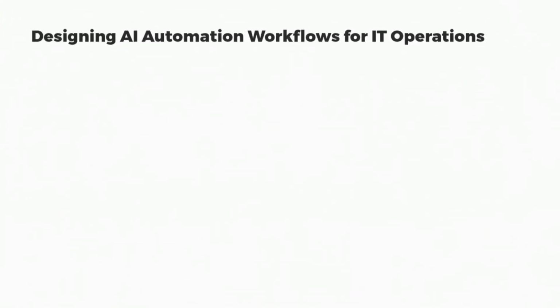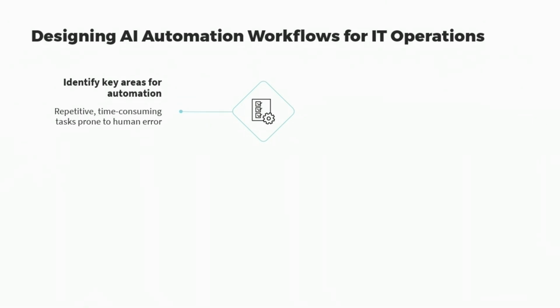Now, designing effective AI automation workflows for IT operations requires a strategic approach that focuses on optimizing processes, ensuring data integrity, and enhancing user experience. Successful AI automation initiatives begin with a thorough assessment of IT operations to identify processes that are ripe for automation. And this involves analyzing workflows, evaluating repetitive tasks, and prioritizing areas with high potential for efficiency gains.